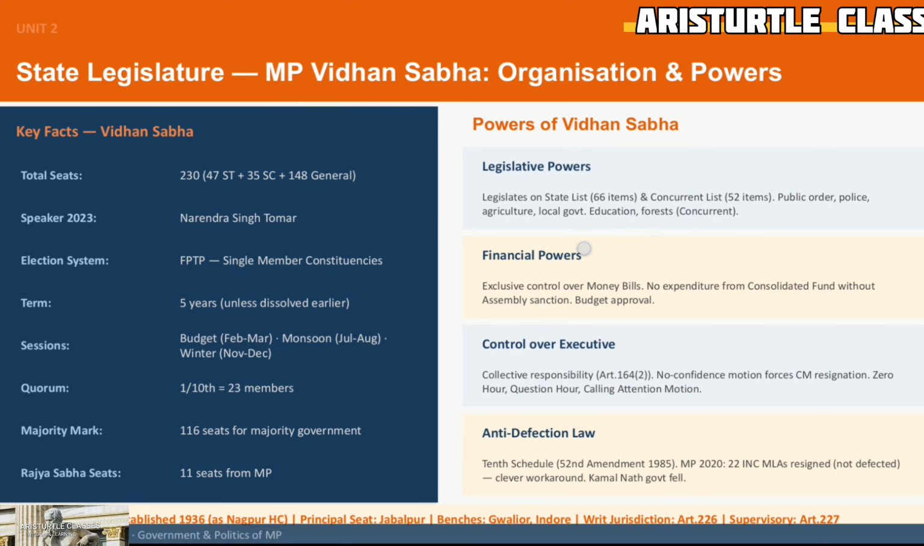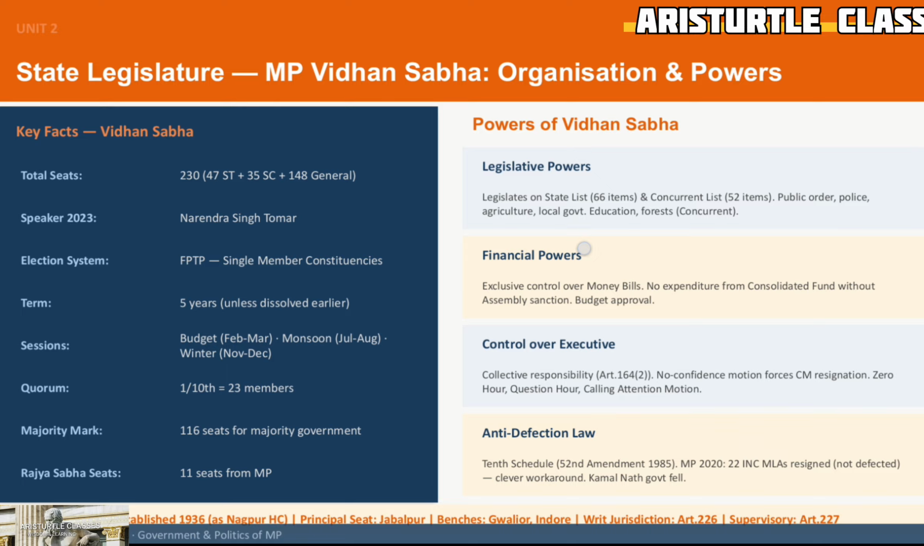Now moving on, talking about the state legislature, we have, as I've told you, 230 seats. 47 are reserved for the ST community, and 35 are reserved for the SC community. 148 will be contested on the general basis. Generally, the term of the Vidhan Sabha remains for 5 years. We have BMW, 3 sessions: budget, monsoon, and winter sessions. Now we have talked about it. In Rajya Sabha, MP has got 11 seats.